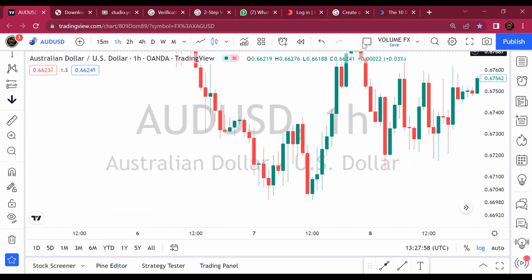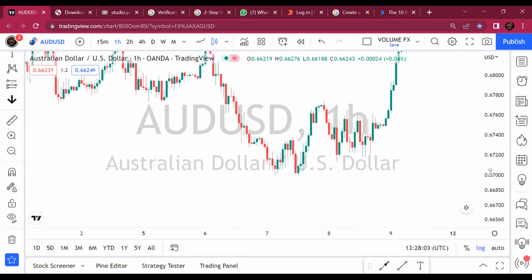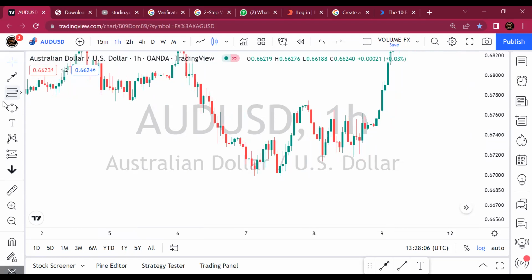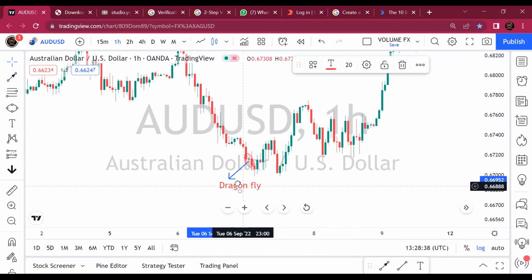Because when you're able to learn and identify that, for example, for this chart, you can just zoom it here. I'll just put an ellipse. This one highlights. It's like a highlighter, whereby you're going to be highlighting. You see that pattern there? That is a dragonfly. Then you indicate with an arrow there. Then you write a dragonfly. Okay, that is a dragonfly doji.